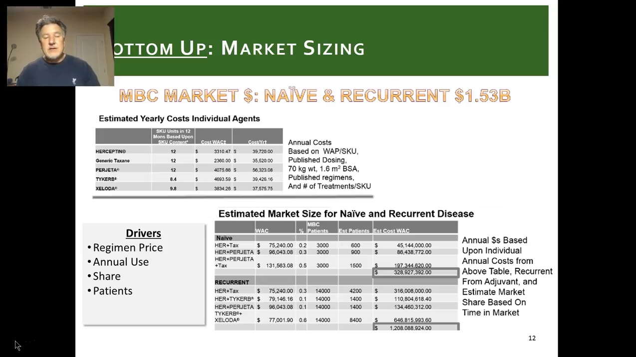And just a side here is, as we put together a model, we start thinking about certain drivers. So as you build a market, you have to think about what drives the market. It could be the price of the regimen. It could be how many times it's being used on an annual basis, which would be the number of cycles that are being done annually. What's your market share as we look at the other drugs that are there? And then probably most importantly is the number of patients. So these are different factors. We'll come back to this in terms of goal setting later on, but this is something to understand.